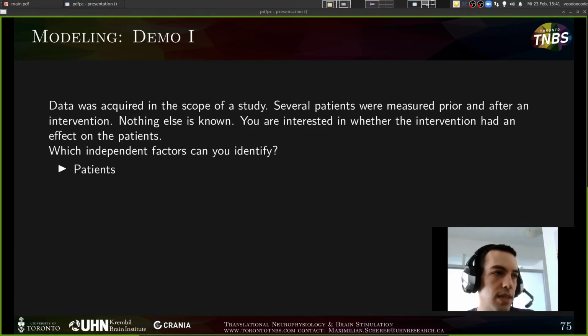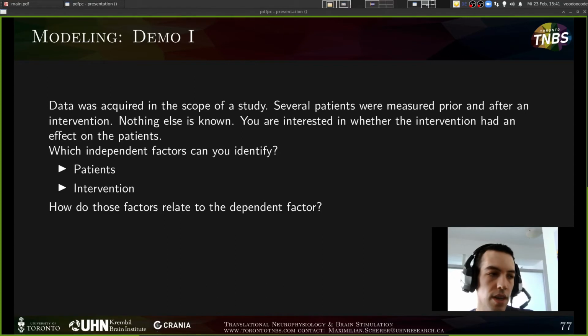So in this example, we of course have patients because we measure repeatedly across patients. We have an intervention, which is the very variable we are most interested in, and now we got to build a model with those factors. And the question is basically, how does the outcome relate to the patients and the intervention?